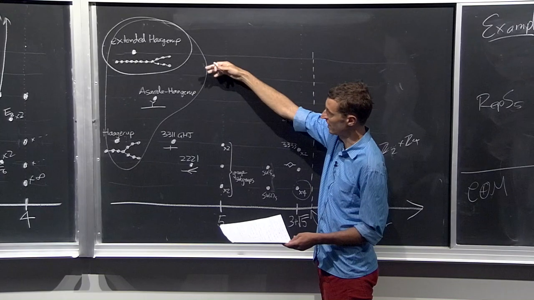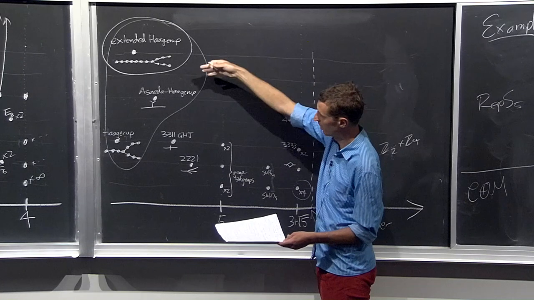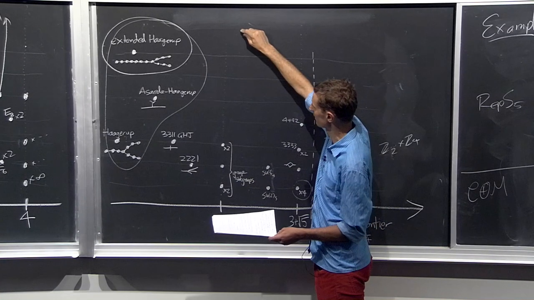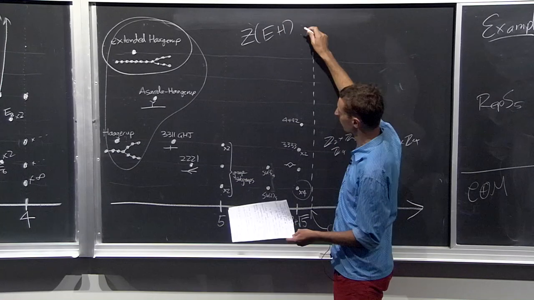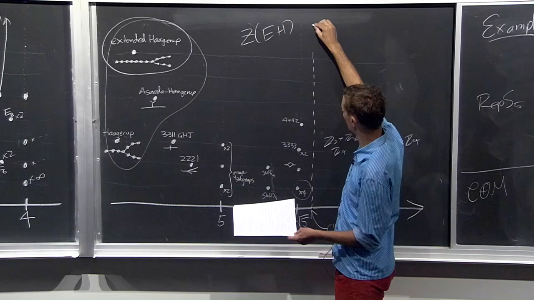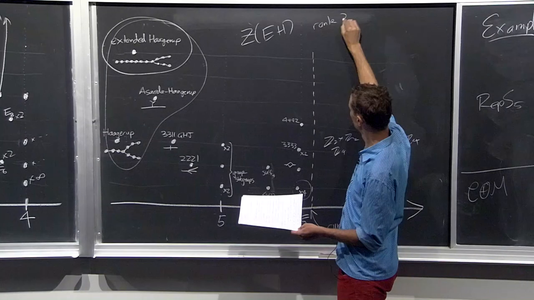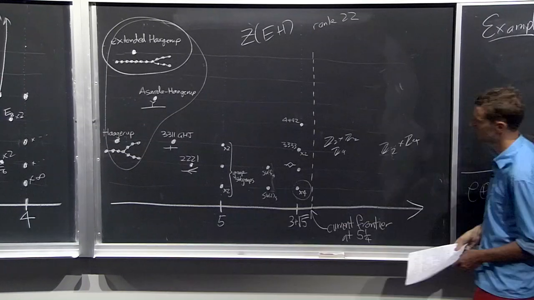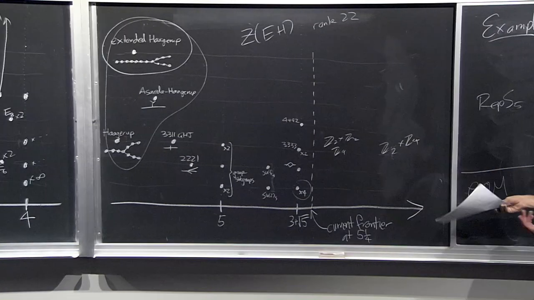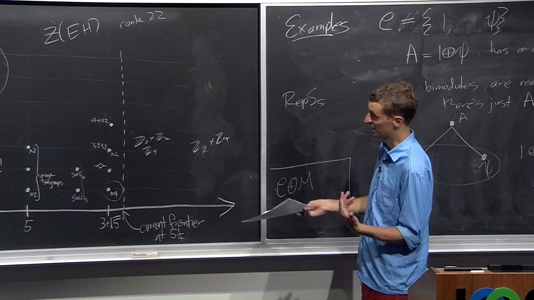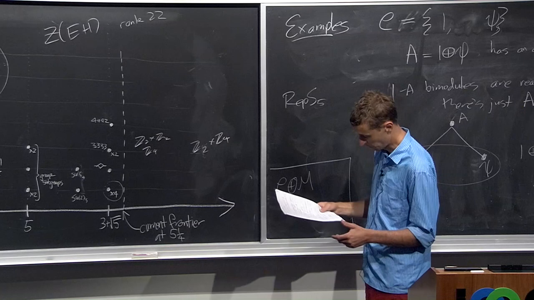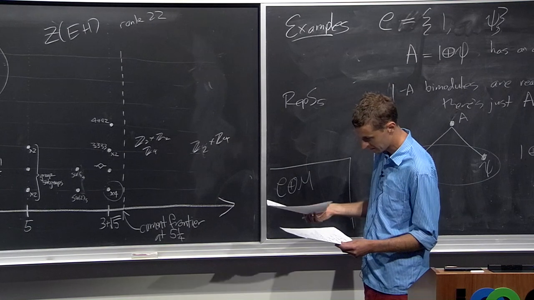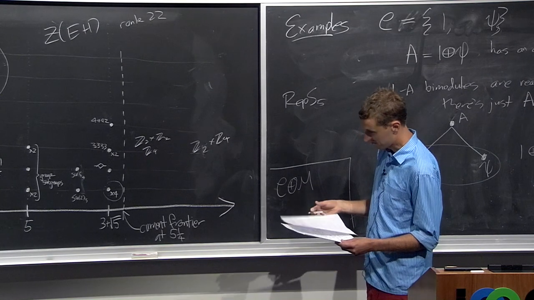Just recently, we've worked out the center of the fusion category underlying extended Haagerup. So the center of extended Haagerup, we know has rank 22 now, and we have the S and T matrices, and we're working out a few other things associated to it. But again, it shows there's nothing really familiar about what we see there, and so it's one of the candidates for something quite exotic. Okay, I think I'll stop there.